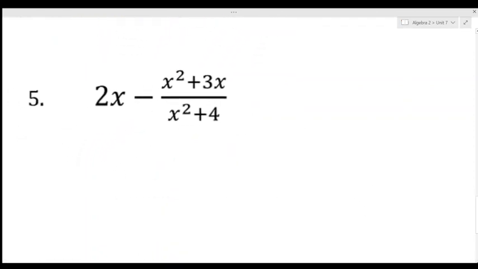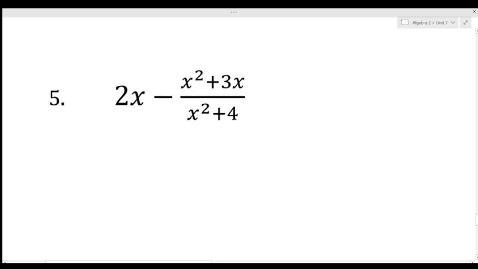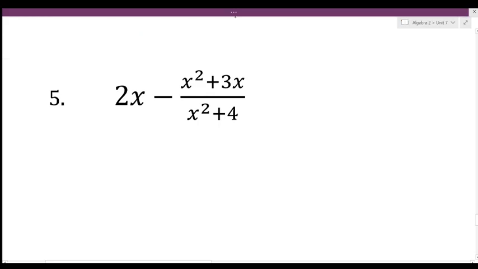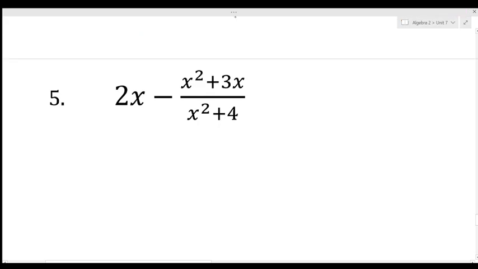We do. So we have 2x minus x squared plus 3x over x squared plus 4. Now, here's the thing. X squared plus 4. X is a perfect square. 4 is a perfect square. But, we have a plus sign, so we cannot use the difference of squares. Now, 2x doesn't have a denominator that we have written, but we're going to write it as a fraction. We're just going to write it over 1.